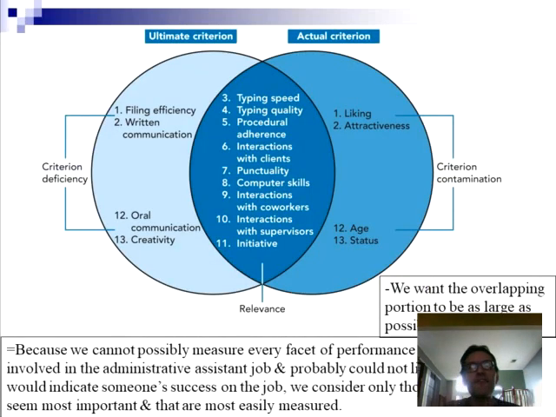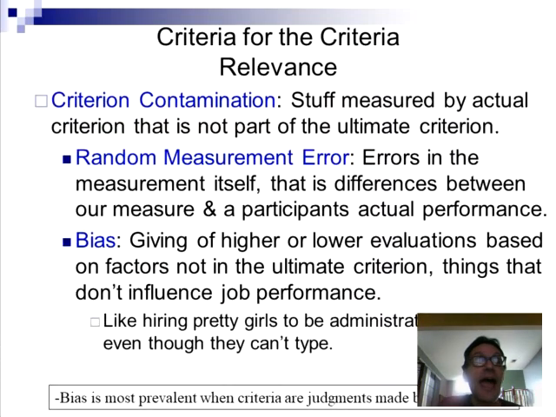So for example, if I was to measure typing speed, but I did not have a good measure of typing speed. I gave the new hiree a keyboard with sticky keys. All right, some stupid thing like that. And then all of a sudden the typing speed will be an inaccurate reflection of what the true typing speed is.